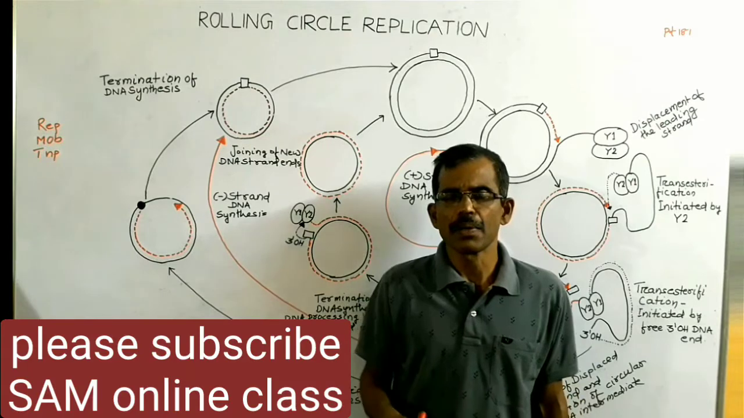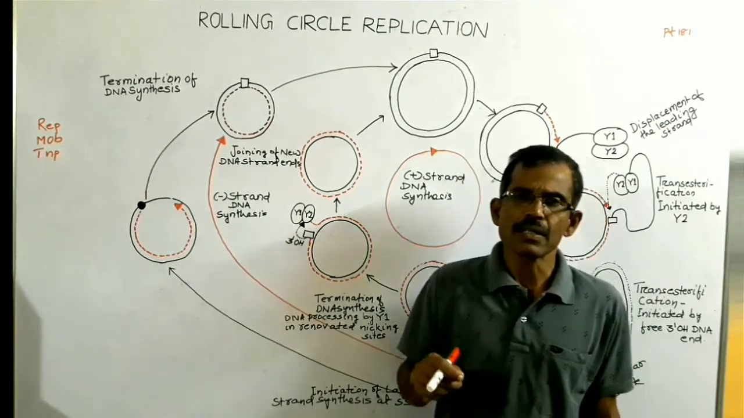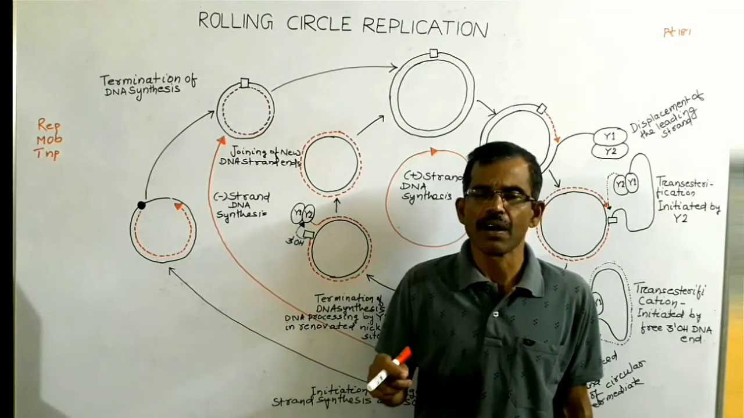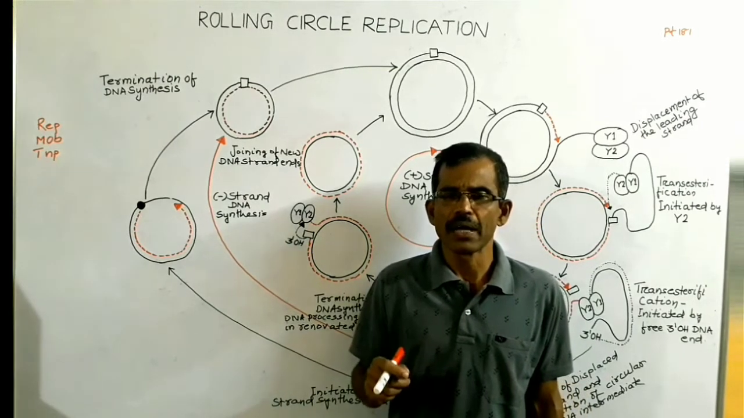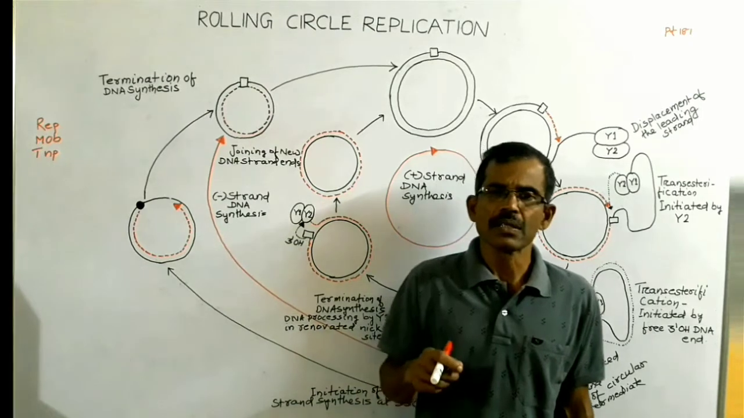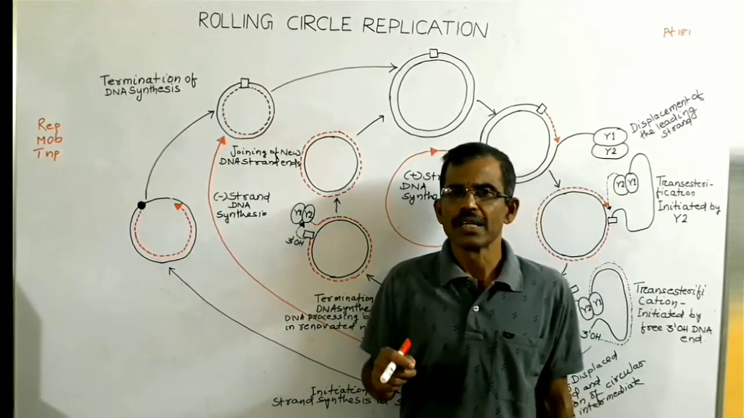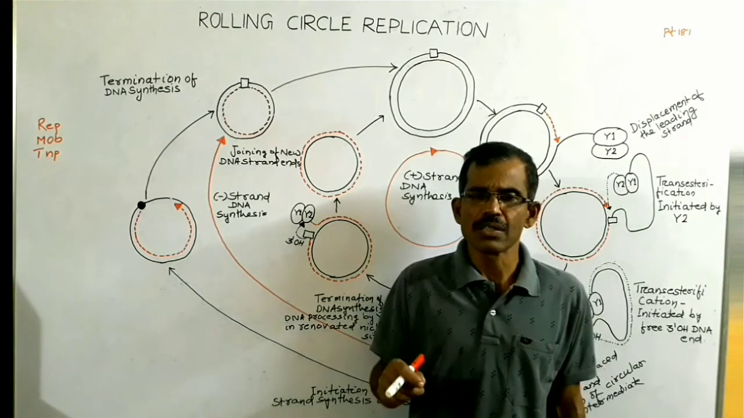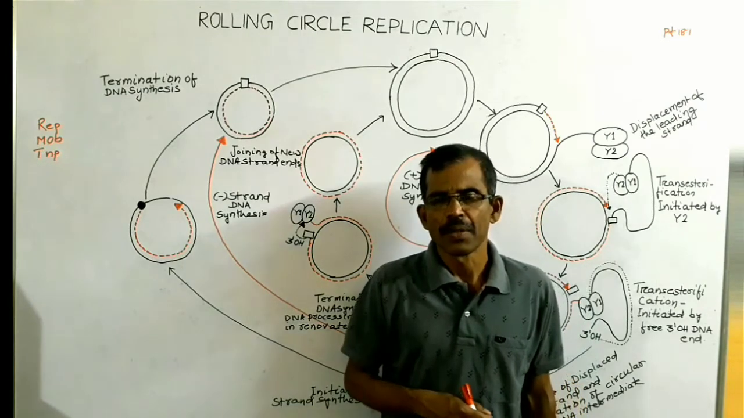Rolling circle replication is an asymmetric process. The replication of the leading strand and lagging strand are initiated from different replication origins. RCR initiator proteins play a key role in the replication of the leading strand. The RCR proteins cleave the leading strand within the replication origin for initiating the process of replication.